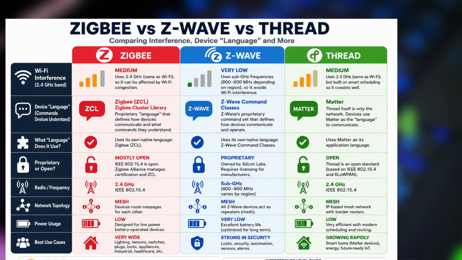The difference is that Thread is only responsible for delivering the message. If you think of it like a mail carrier delivering a package, the mail carrier knows where the package is going but has no idea what's inside the box. And that's where the language of Matter comes in.